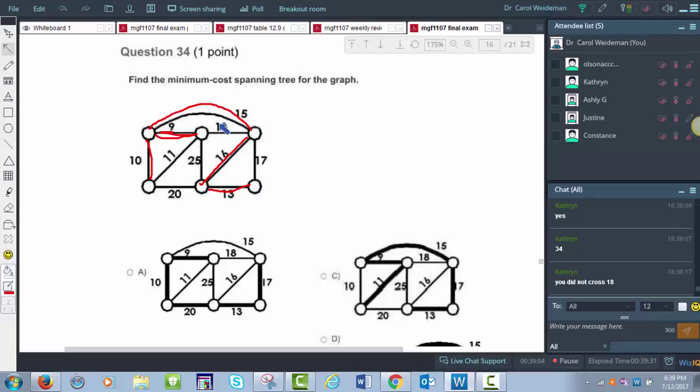Think about something like this. Think about running internet wires, let's say, and we want to connect all the classrooms at a college. We don't want to connect them twice. We only want to connect them once. I don't need this because everything else is connected. So I don't need to connect here. If I connect here, I'm adding cost.